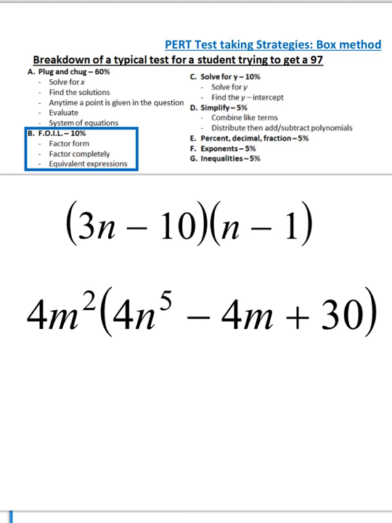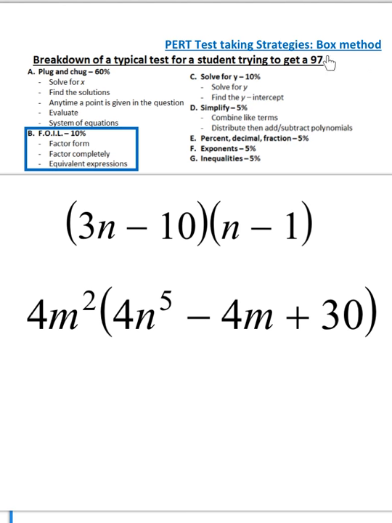Most teachers use the method FOIL, and FOIL is great when you have two binomials because it tells you exactly to multiply the first terms, then the outside terms, then the inside terms, and then the last terms. That's what FOIL stands for. But unfortunately, on the PERT test, you get more than just two binomials. Sometimes you'll have a monomial times a trinomial. And when it comes to this multiplication, the box method works every time, all the time.